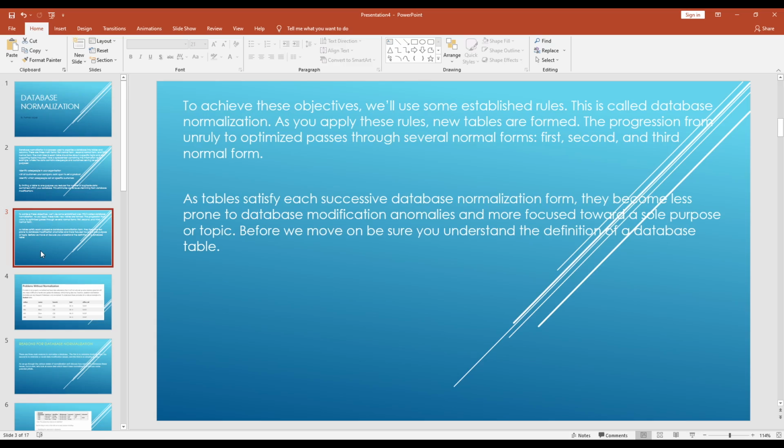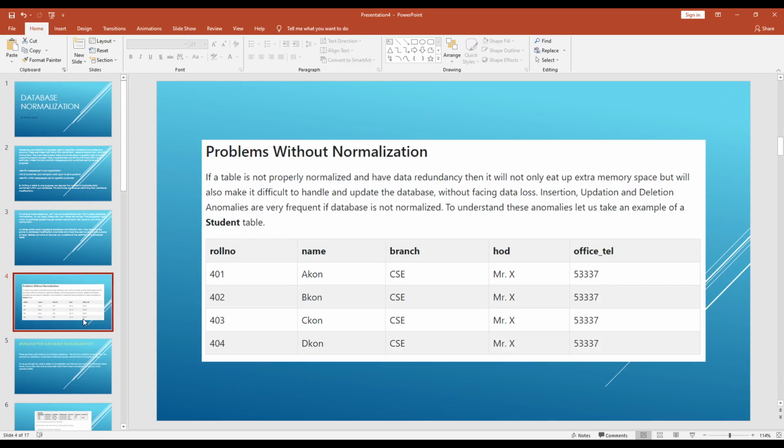Before we move on, be sure you understand the definition of a database table. And this is the first table.